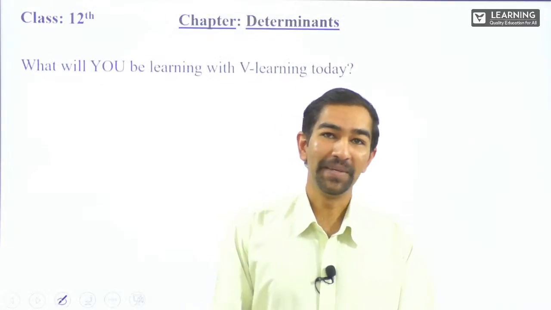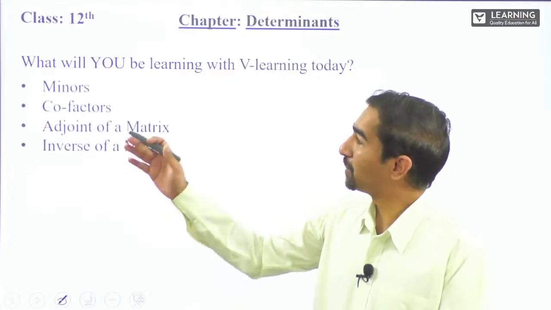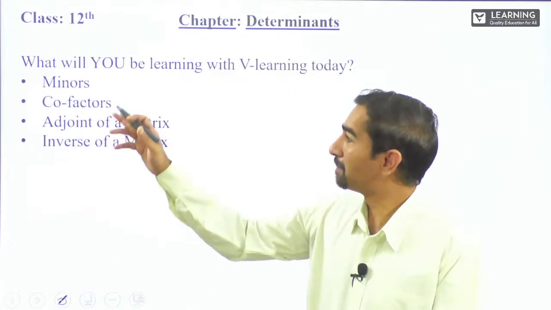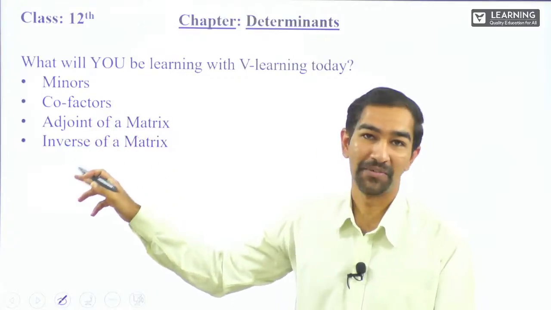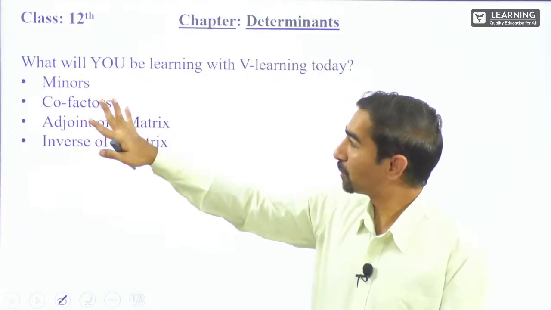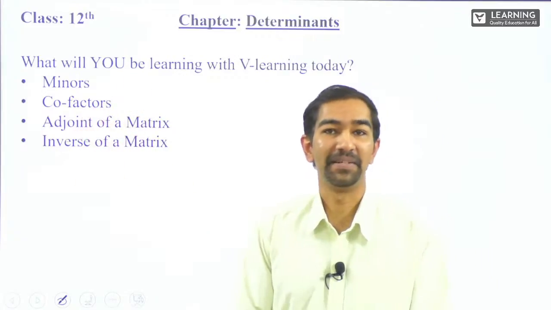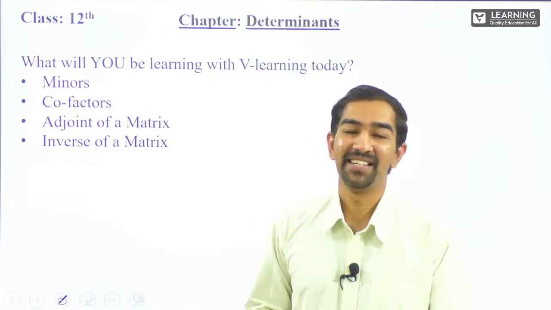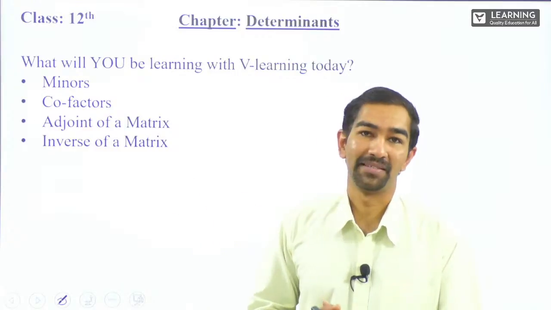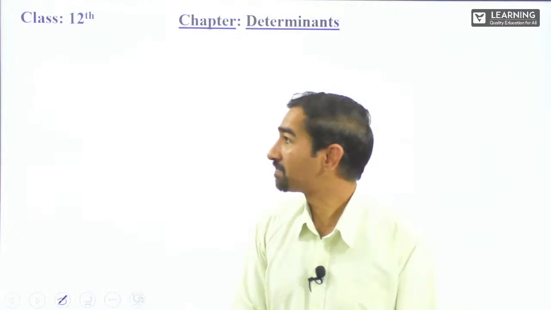So, what will you be learning with V-learning today? In today's session, we'll be having a look at minors, cofactors, adjoint of a matrix, and inverse of a matrix. These are the core concepts of the fourth chapter of class 12th, Determinants. This session will be one of the most important sessions of chapter 4. So moving on with the very first topic, minors.